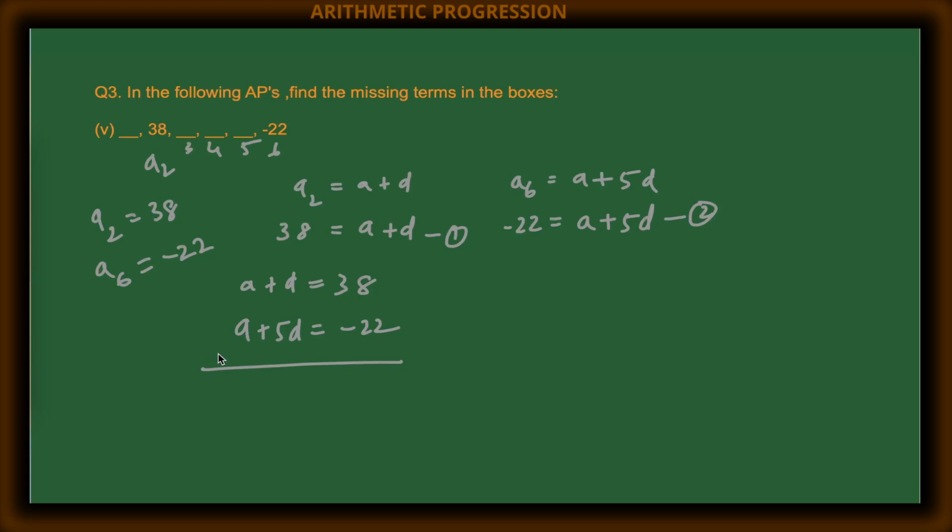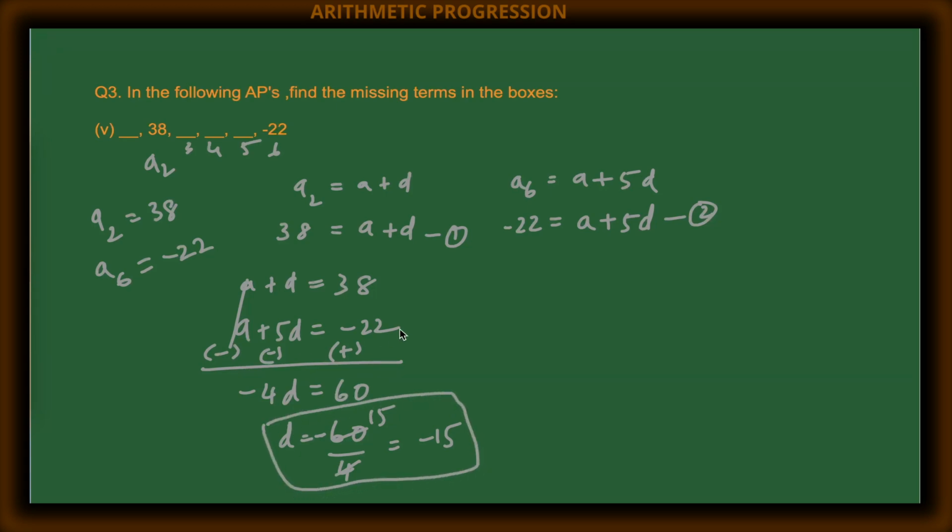Okay, so let's solve it. Subtracting, that's the only way. Minus becomes plus. This gets cancelled. This becomes minus of 4D. Plus, it becomes plus, so it becomes 60. So D becomes 60 divided by 4, minus, which becomes 15. So it becomes minus 15. So your D is minus 15.